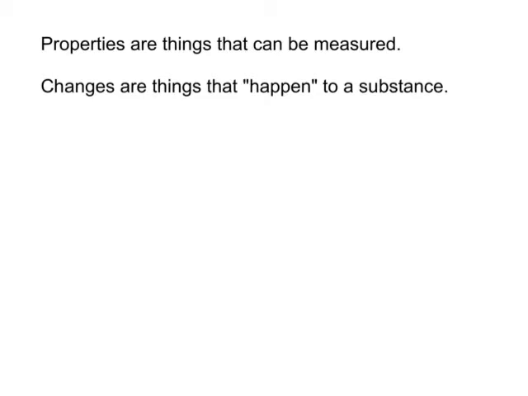When you see property, we're going to be talking about things that can be measured. On the other hand, when you see change, that's going to be describing things that, quote, happen to a substance. We don't say temperature happens to a substance or weight happens to a substance, because those are things that we measure about a substance and we'll consider those properties. On the other hand, we do say boiling is something that can happen to a substance, or rusting is something that can happen to a substance. So those are changes.